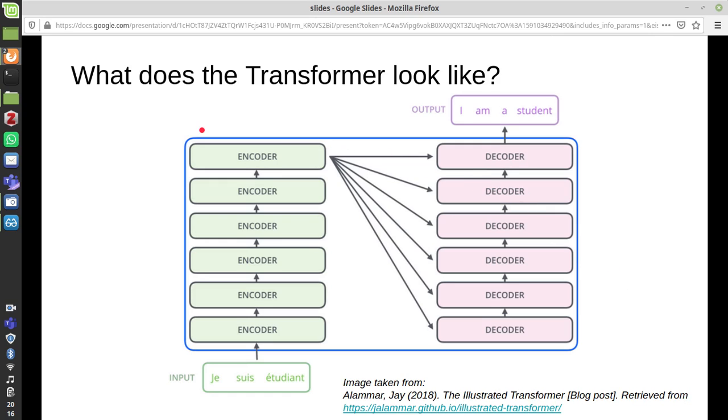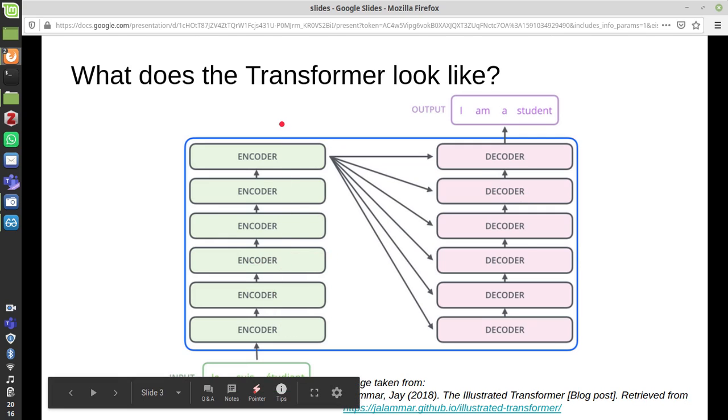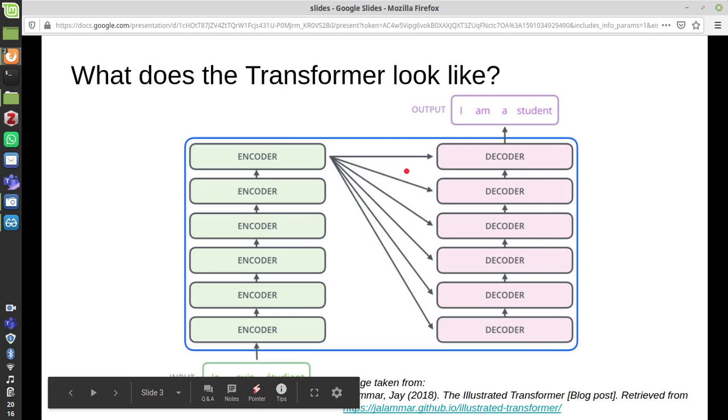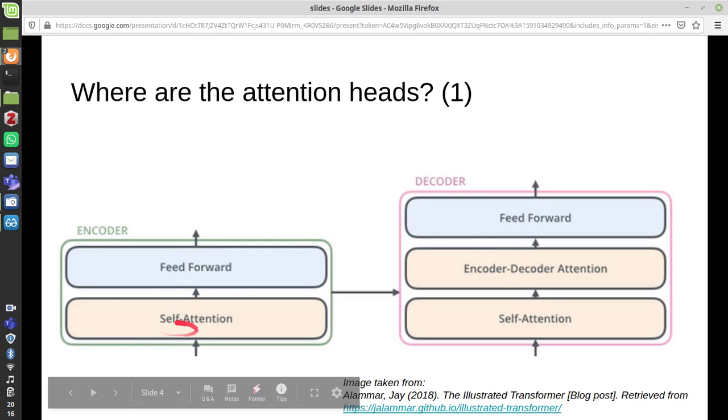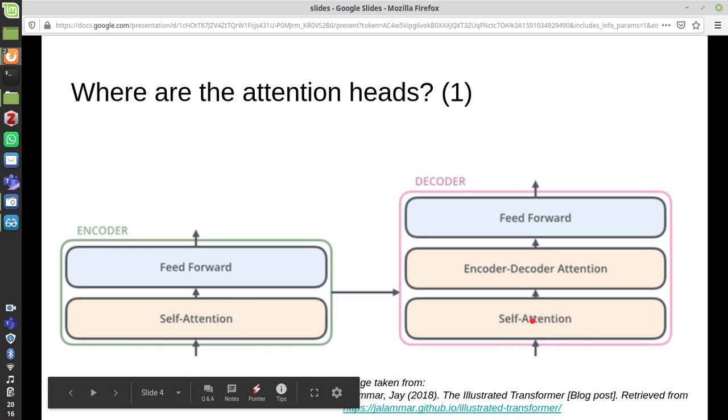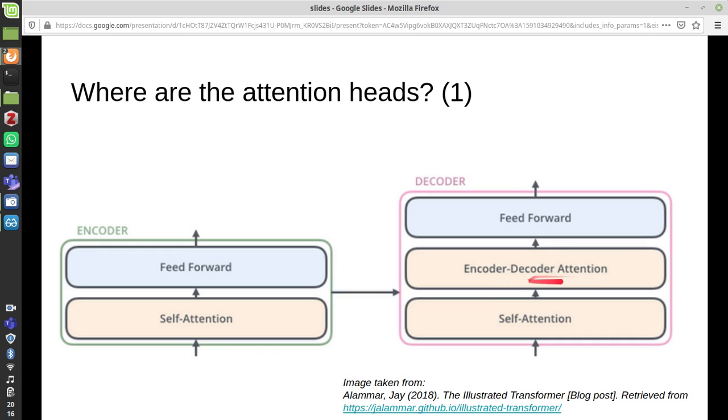But what does the transformer look like? Well, it's basically a stack of encoders connected to a stack of decoders with an attention mechanism. And here we can see that inside each encoder we have the self-attention mechanism, and the encoder-decoder attention mechanism, which were the arrows connecting the two stacks in the previous slide.